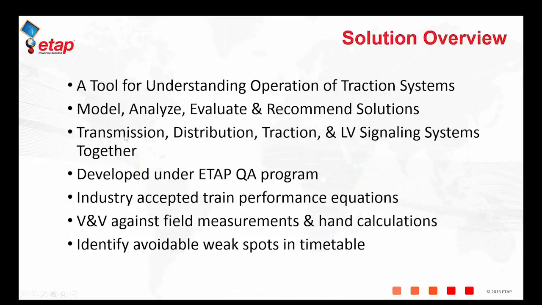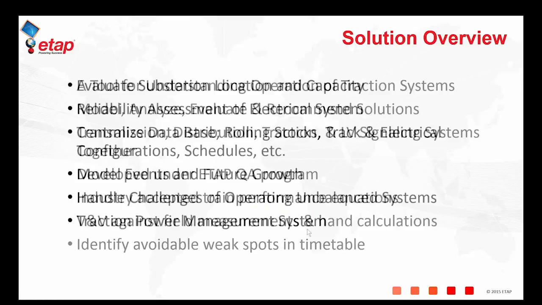actual electrical demand, not only on the traction power system, but also the upstream sub-transmission network. So you can use eTrax to solve transmission, distribution, traction, and low voltage signaling systems together. It's developed under the ETAP QA program. It utilizes industry accepted train performance equations, and it's been verified and validated against field measurements and hand calculations.